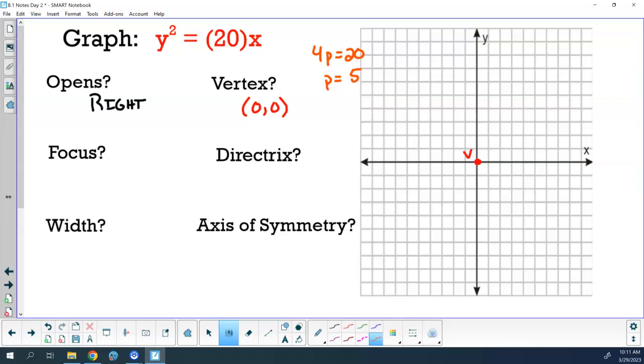So which direction from my vertex would the focus be? To the right, because it opens right. Okay? The direction to the focus is the same as the direction of opening. 1, 2, 3, 4, and 5. So that would mean my focus is at the point 5, 0.